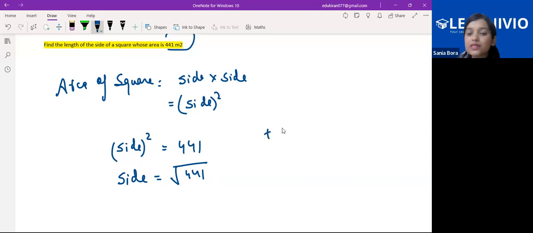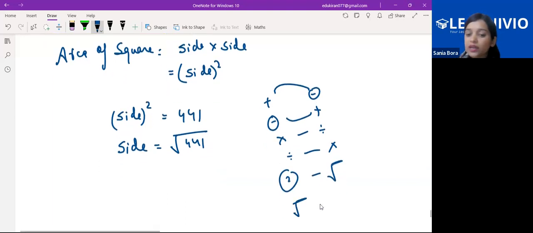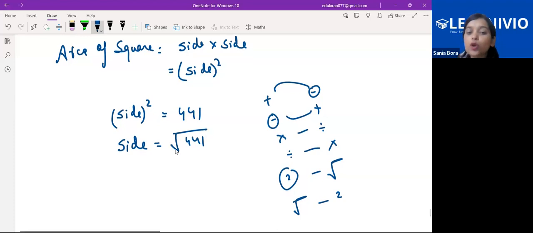Whenever we shift a plus number to this side, it becomes negative. Whenever we shift negative, it becomes positive. If it is in multiplication, it comes in division. If it is in division, it comes in multiplication. But whenever we send any square to this side, it becomes under root. Whenever we send under root to this side, it becomes square. This is the thing you have to remember. So this was square on this side, and when we send it this side, it became under root. Clear? Okay. So do you know how to find the square root of 441?